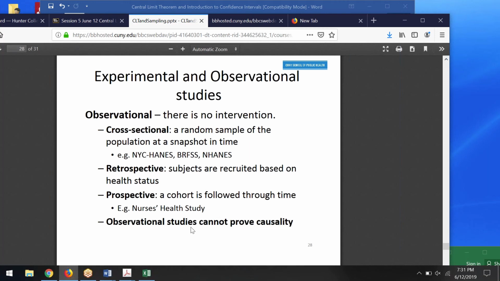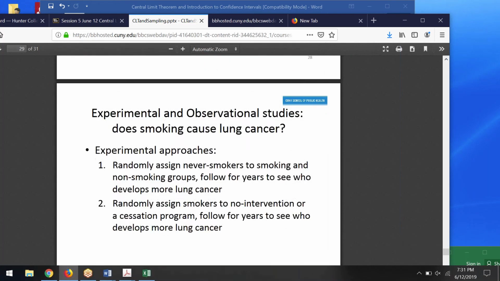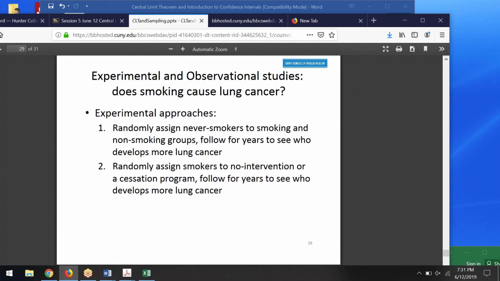Observational studies can't prove causality. They can give you an idea that there's an association between an exposure and some outcome, but they can't prove causality. There's only one kind of study that really proves causality, and that's an experimental study. What is an experimental study? An experimental study is when you divide up subjects into two groups, and one group has an intervention.